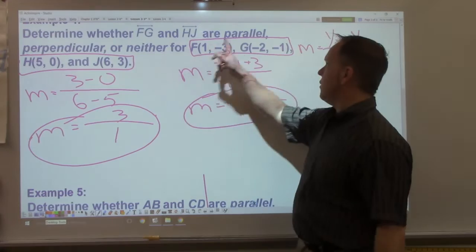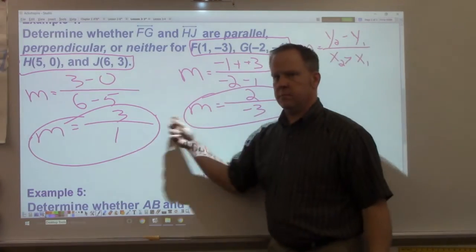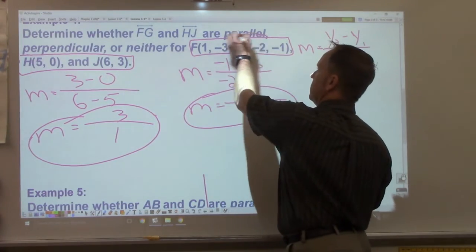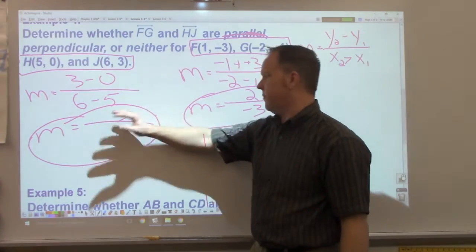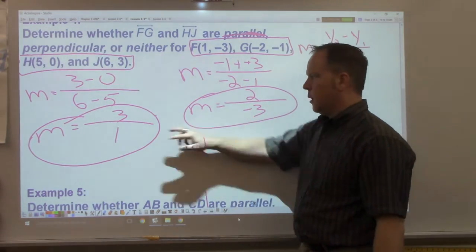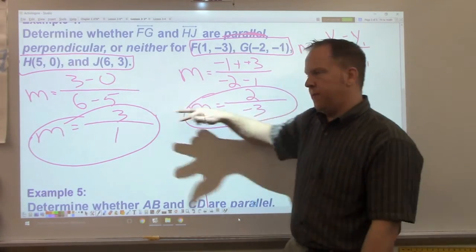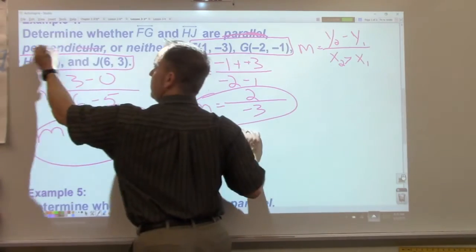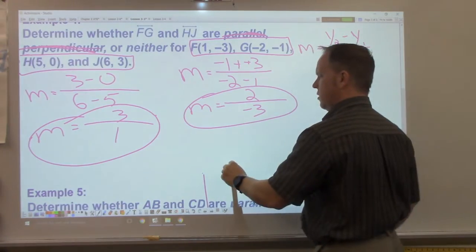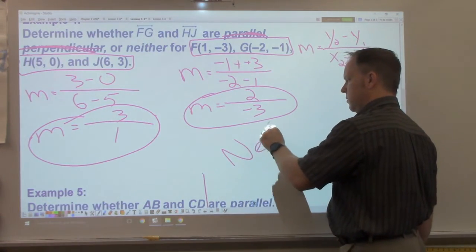Now, are they parallel? Are these the same? No, so they're not parallel. Are they opposite reciprocals? Well, this one's positive, this one's negative. But if I take 3 over 1 and flip it, do you get 2 over 3? No, so these are not perpendicular either. These lines are neither.